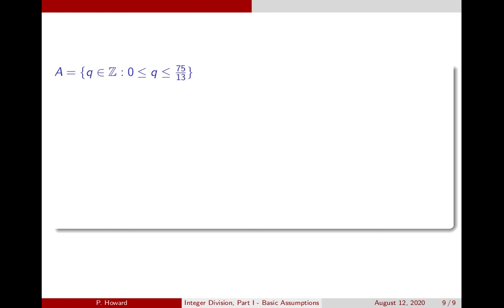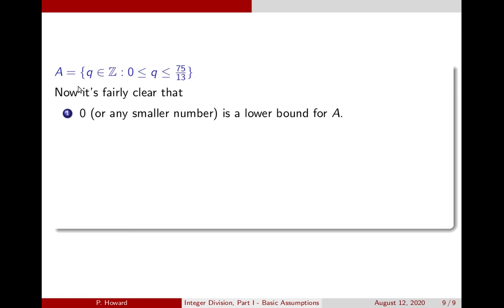Okay, from this description there's a fairly obvious lower bound and upper bound. Right? 0 is a lower bound. That's built into the definition right here. Every element of A has to be greater than or equal to 0. 0 or any smaller number is a lower bound. 75/13 is an upper bound, or any larger number.